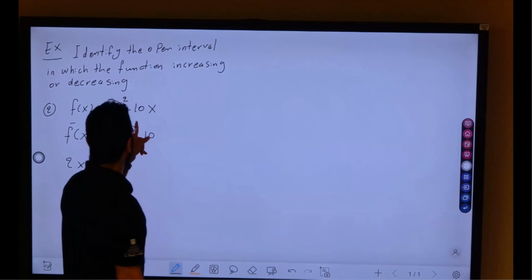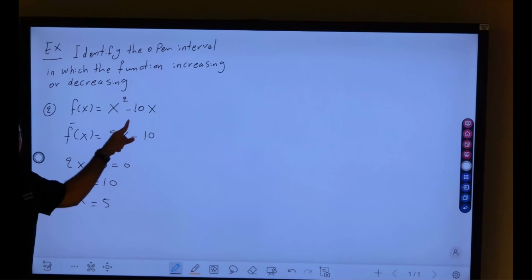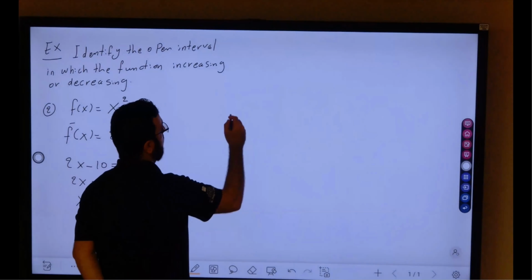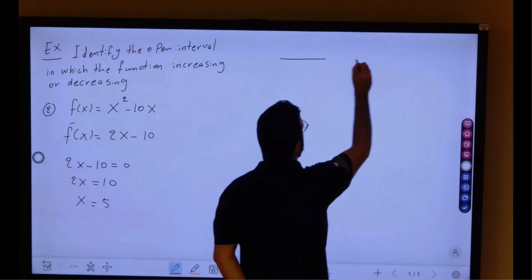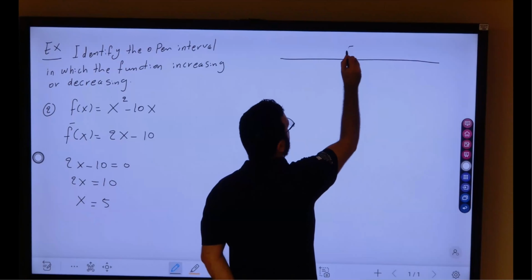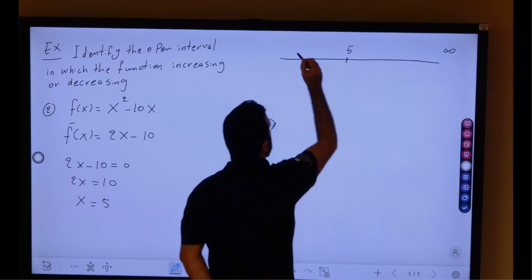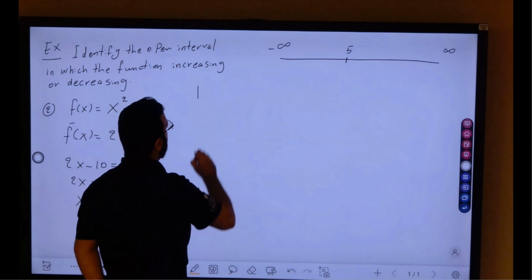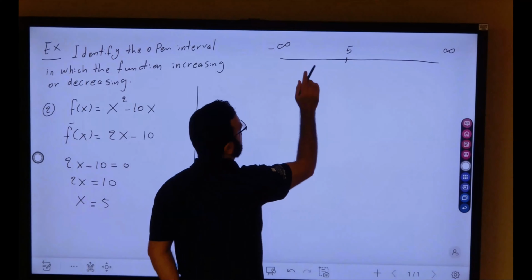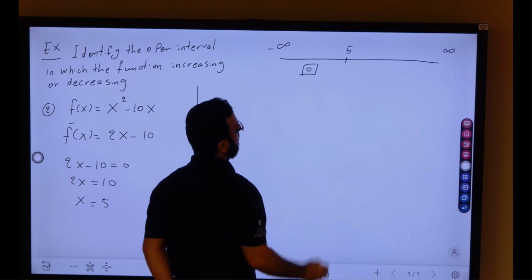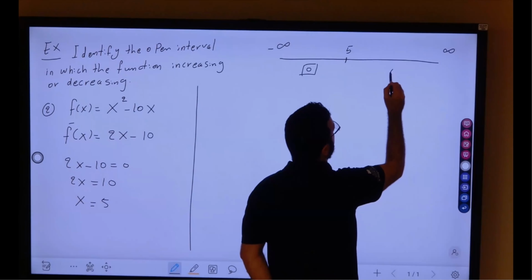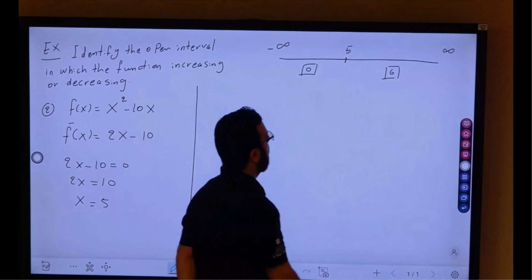And also check the domain. It's a polynomial, so the domain is negative infinity to positive infinity. Okay? But we have to check that. That means our critical number is 5. This is the positive infinity, and here is the negative infinity. To do the first derivative test, which number can I choose here? 0. It's the easiest number. I love the 0 here. And which number can I pick here? I can pick the 6.